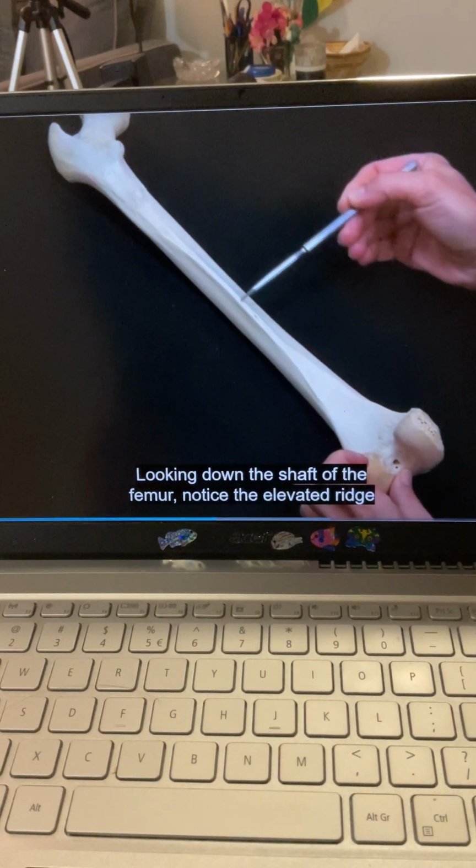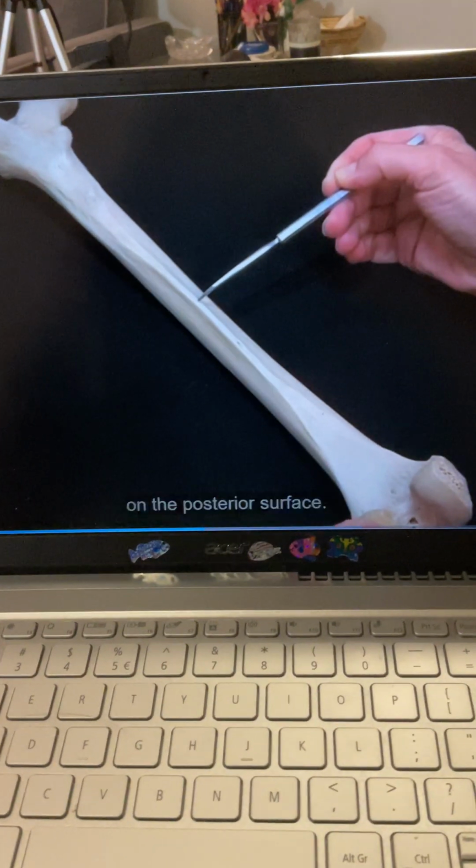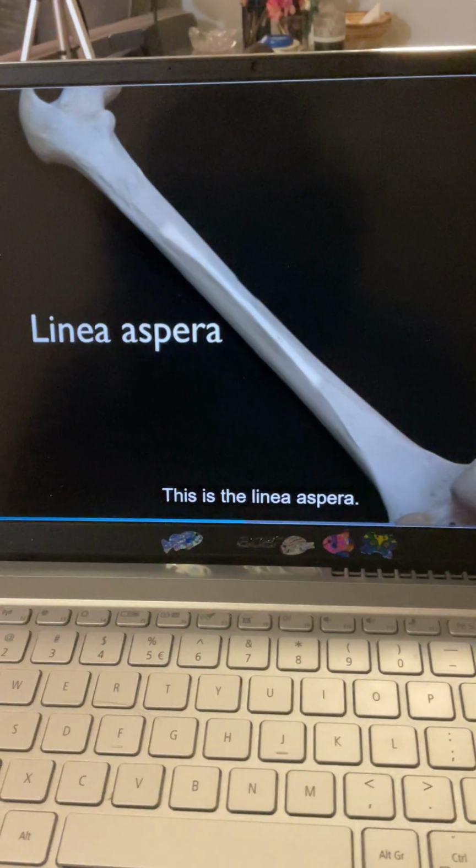Looking down the shaft of the femur, notice the elevated ridge on the posterior surface. This is the linea aspera.